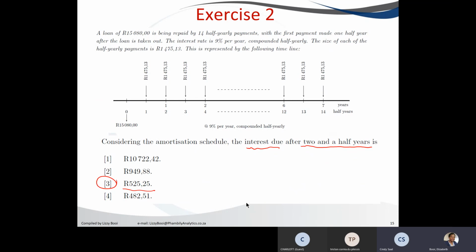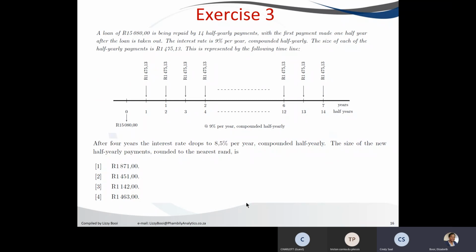Okay, so that was another question relating to that. There is one last question that is also related to the statement, which is after 4 years, the interest rate drops to 8.5 per year, compounded half yearly. The size of the new half yearly payments will be, so here they want you to calculate the half yearly payments after the rate has dropped.